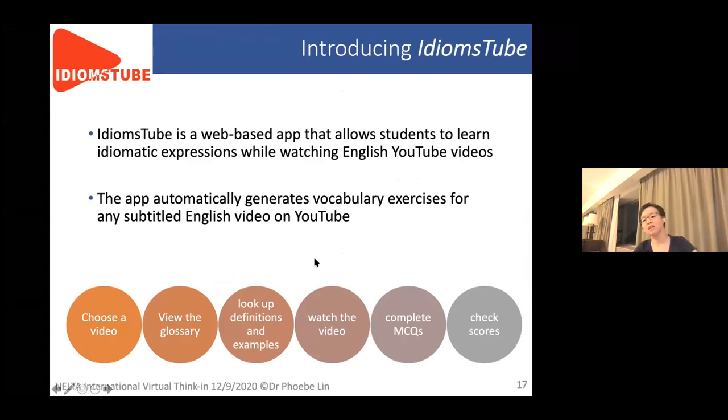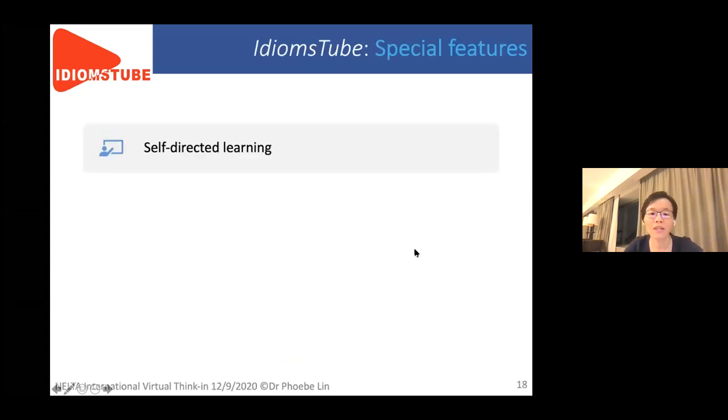So what does IdiomsTube do? Learners can choose any video they want, and then they can view the glossary that my system generates automatically. People can click to see definitions and examples of these words, phrases, and expressions, and then they can watch the video and complete some multiple choice questions, and then there is automatic marking.